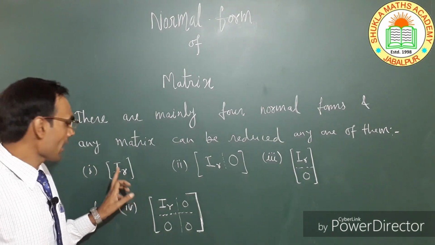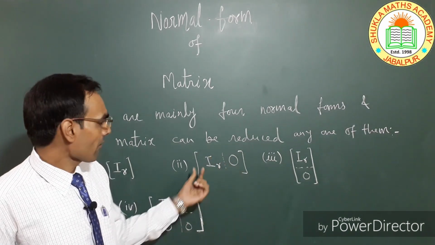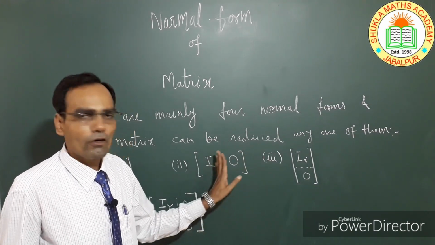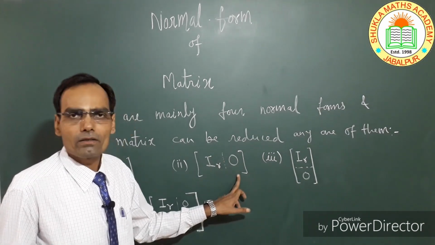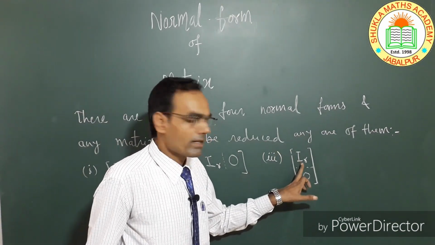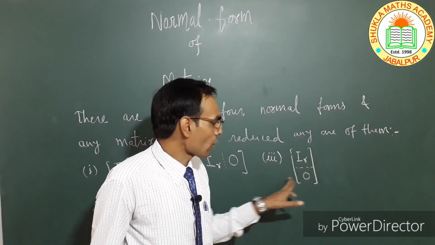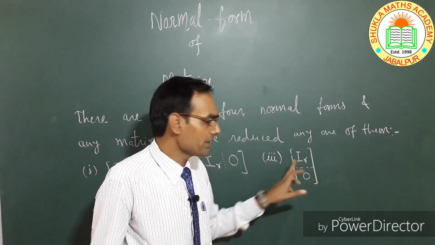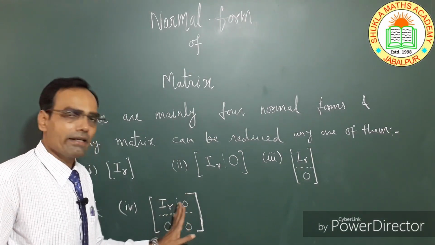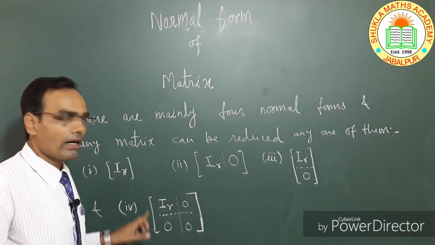First one is I_r, where I is the unit matrix of order r. The second one is [I_r 0], where I_r is the unit matrix of order r, and the rest of the columns will be 0. So this is called [I_r 0]. The third one is [I_r; 0]: I_r is the unit matrix of order r, and below this I_r all the rows are 0. And the fourth and last one is I_r, with all the columns on the right hand side and all the rows below this unit matrix being 0.